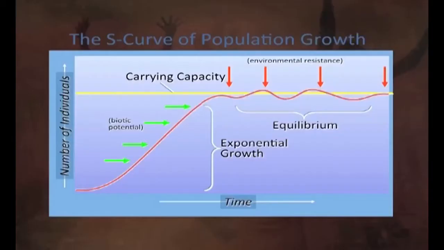And so what happens is the environment or nature by itself tries to regain equilibrium, and that is when you can see this S-shaped curve. So, initially after exponential growth, nature by itself tries to attain equilibrium again, and then the population is stabilized.